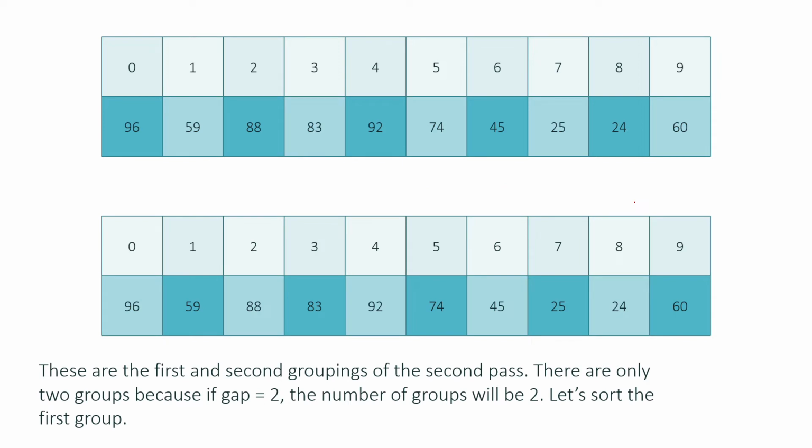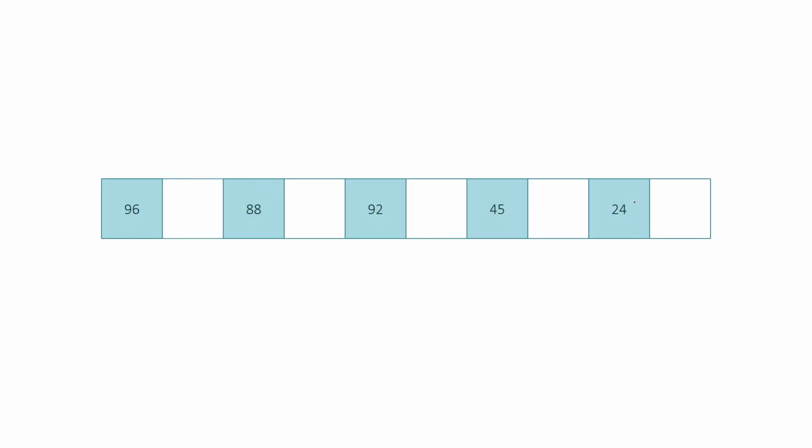These are the first and second groupings of the second pass. There are only two groups because if gap is equal to 2, the number of groups will be 2. Let's sort the first group. By default, 96 would be sorted because 96 is the first element and there is no element before it.